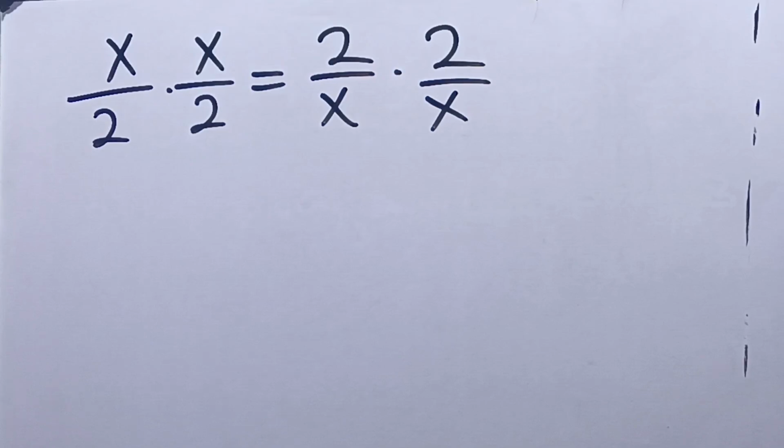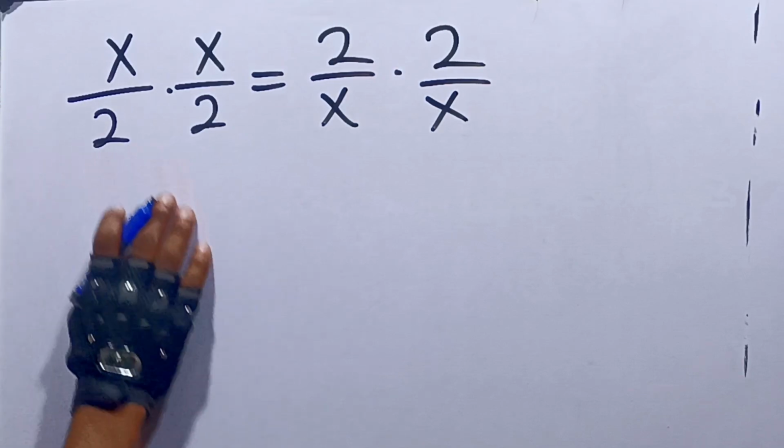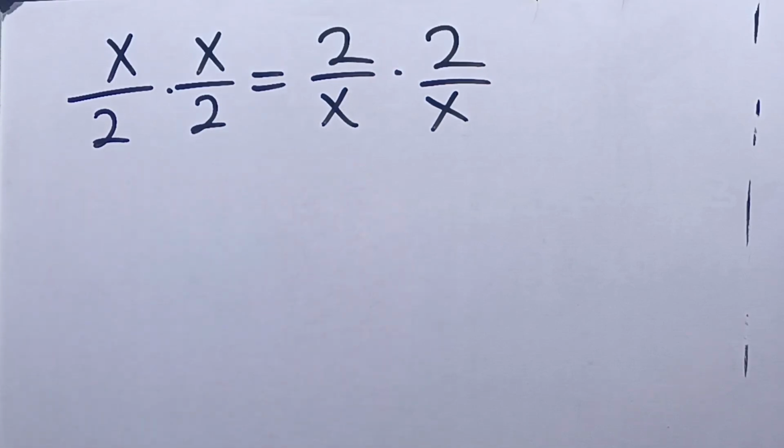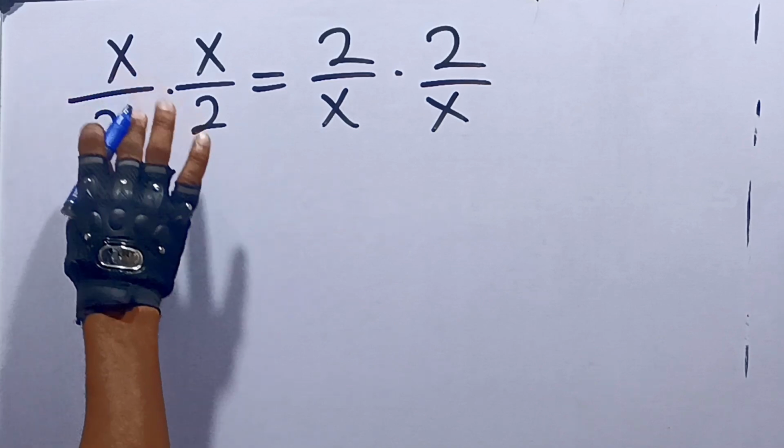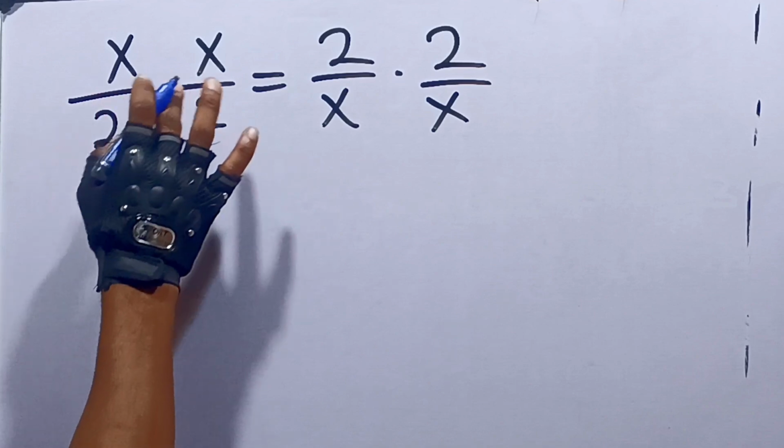Let's solve this together. It says (x/2)·(x/2) is equal to (2/x)·(2/x). We're going to solve this together, okay? Now, first thing we can do here is to say x over 2 times x over 2 is equal to x over 2 multiplied by x over 2.